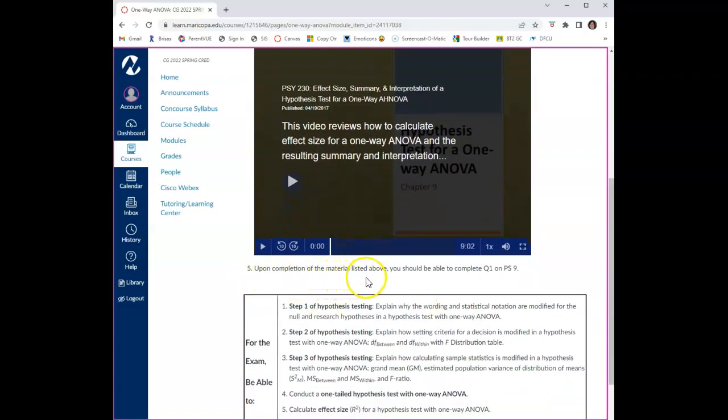Upon completion of the material listed above, you should be able to complete question 1 on problem set 9.